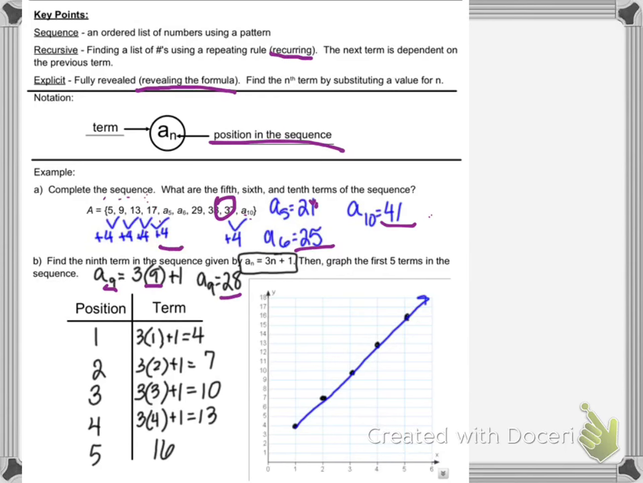So we're going to figure out our first 5 terms of our sequence. All we got to do is plug in 1 for n. 3 times 1 is 3, plus 1 is 4. 3 times 2 is 6, plus 1 is 7. 3 times 3 is 9, plus 1 is 10. 4 times 3 is 12, plus 1 is 13. Notice that everything here is going up by 3.